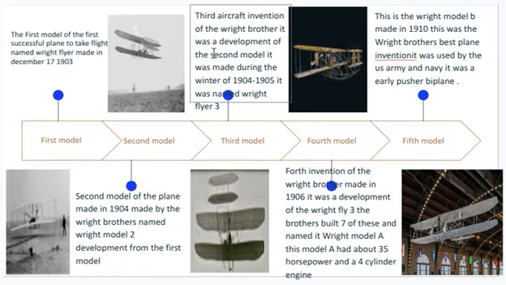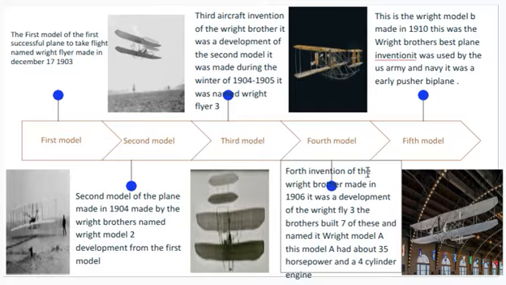The third model was a development from the second one. It was made during the winter of 1904 and 1905. It was named the Wright Flyer number 3. And here's a photo of it. It's a little more developed than the first and second one. Now we go to the fourth model.